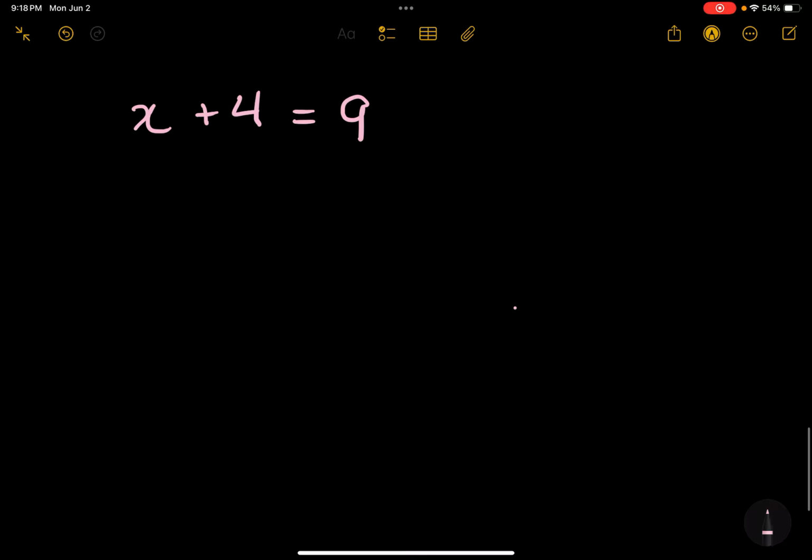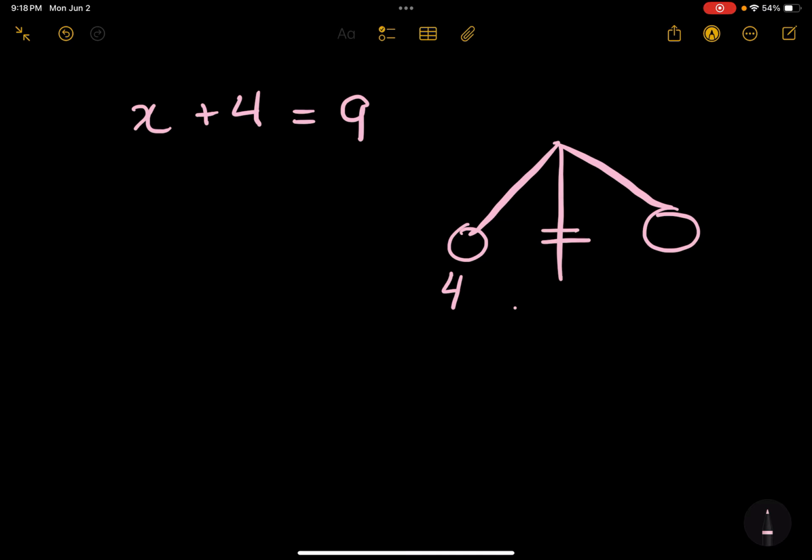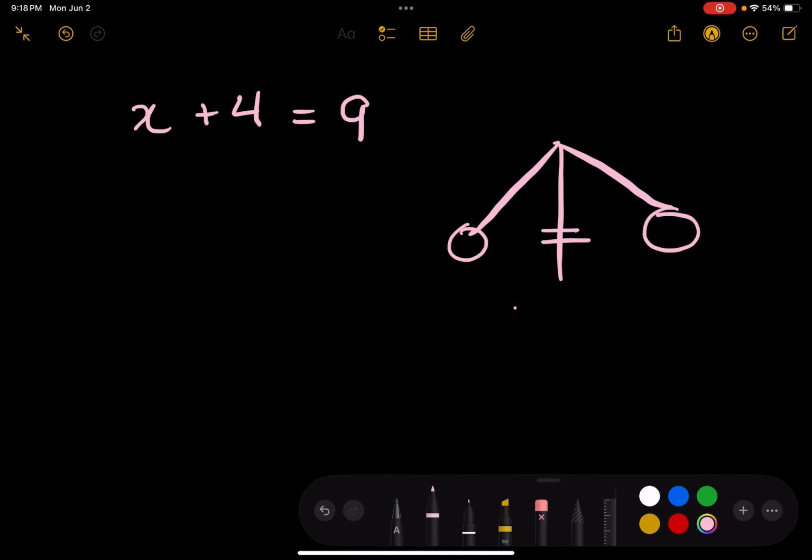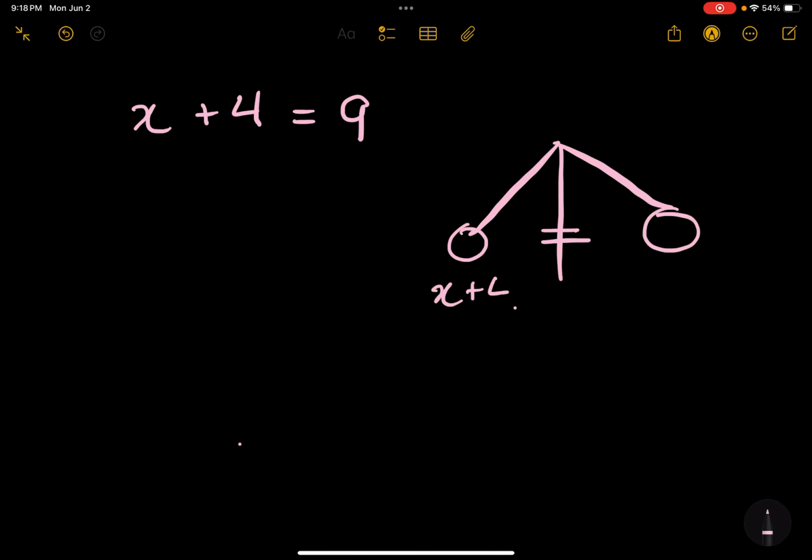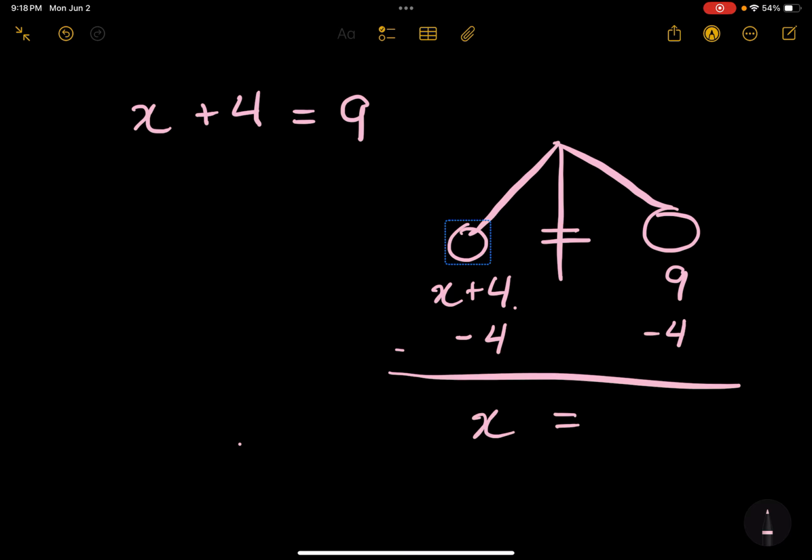Think of it like a balancing scale. You have to keep both sides of the equation balanced. So if there's 4 apples on this side, then there have to be 4 apples here. So we have x plus 4, and it has to equal 9. How are we going to get x by itself? We can start by taking away 4 on both sides, and then that gives us x is equal to 9 minus 4, which is 5.